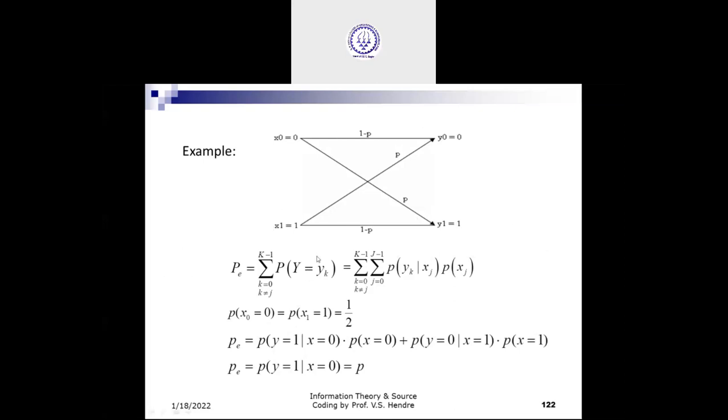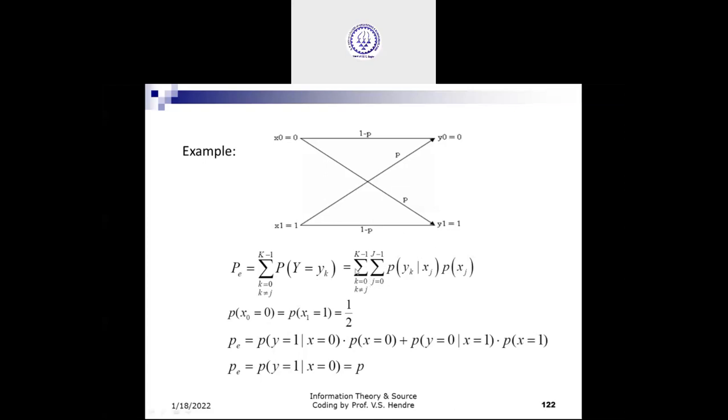So for this binary symmetric channel, we can define the probability of error. This is the probability of error, that is p. Why is it an error? Because 0 is transmitted, 1 is received, or 1 is transmitted, 0 is received. So the probability of error will be summation k is equal to 0 to k minus 1, P of y is equal to yk, which is nothing but P of y0, P of y1.